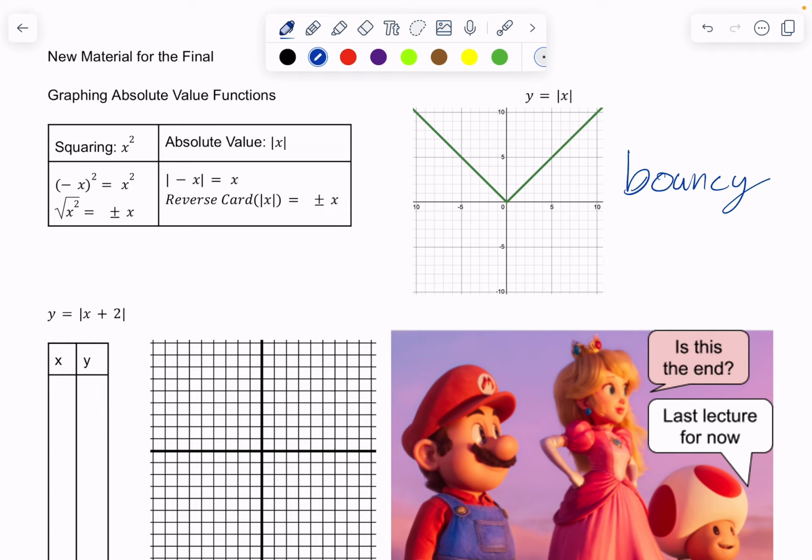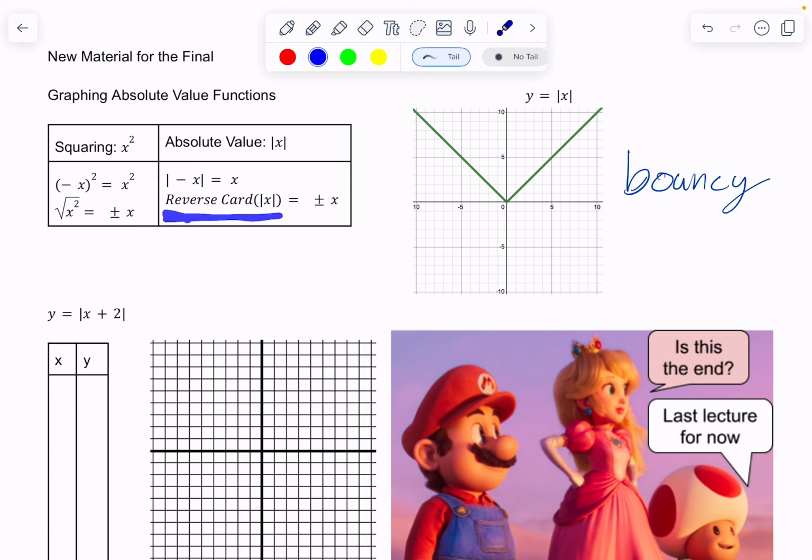It kind of has the same principle as squaring and square root. If you have something square rooted, it gives you a positive. But if you were to square root it out of that, you have to give me the positive and the negative. The absolute value of a negative x is still going to give me a positive number. But if I were to reverse an absolute value, you're going to give me plus and negative.